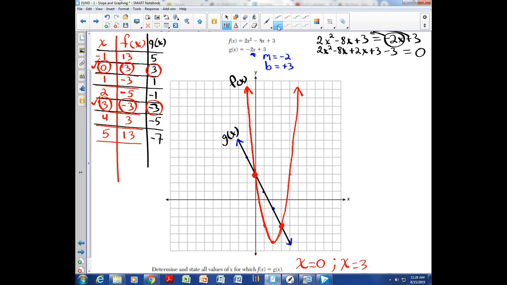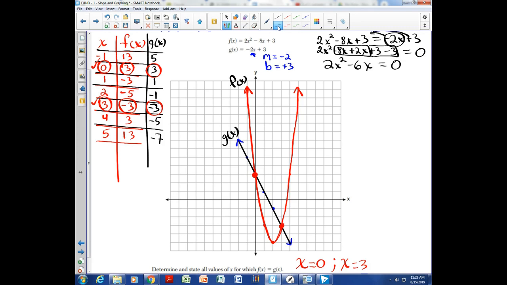Now I'm going to combine like terms, as I always do. I'm going to have 2x squared. There's no other x squared, so that stays the same. But I'm going to combine my positive 2x and my negative 8x and get negative 6x. And then over here, positive 3 minus 3 is equal to 0, so that disappears. And the other side is still equal to 0.